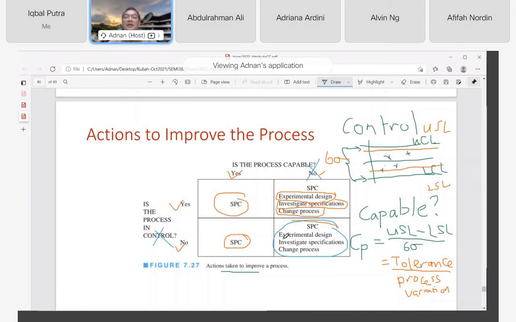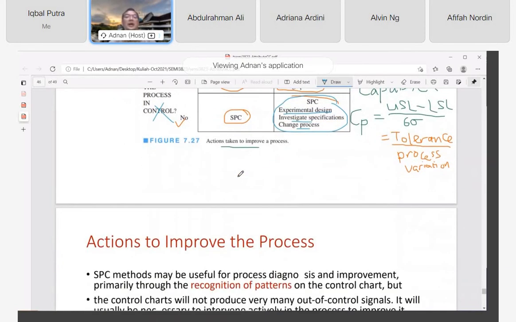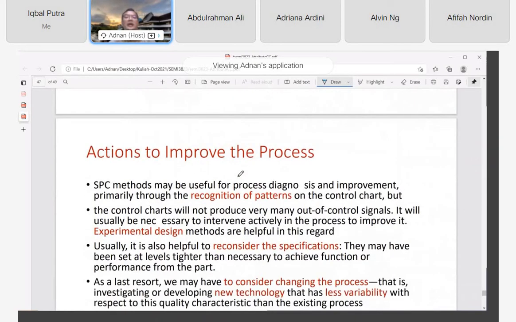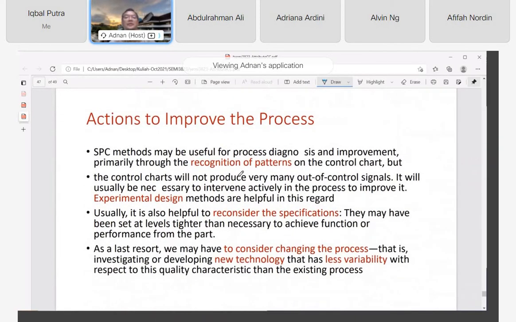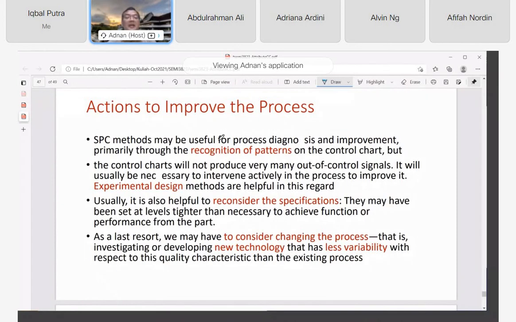Okay, so you still use this to design an experiment, investigate, be more thorough, and so on. Those are to guide us. Okay, action to improve the process. As we have seen earlier, the SPC method is now being integrated with new technology for pattern recognition, for diagnosis improvement.